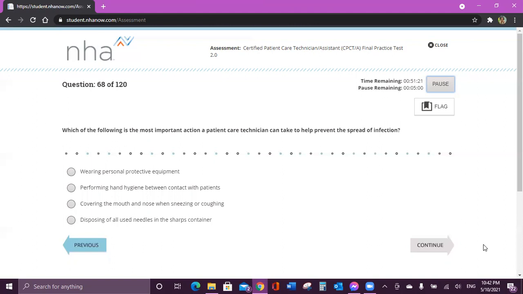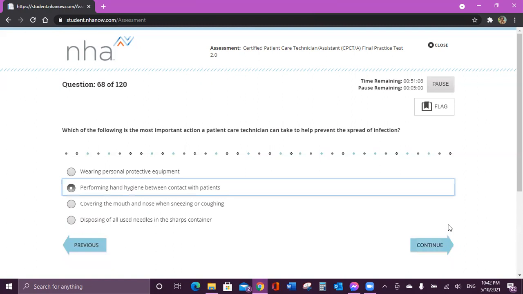Which of the following is the most important action a patient care technician can take to help prevent the spread of infection? Wearing personal protective equipment, performing hand hygiene between patients. Yep.